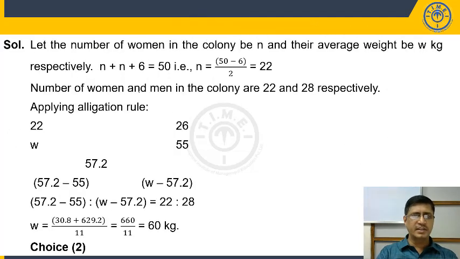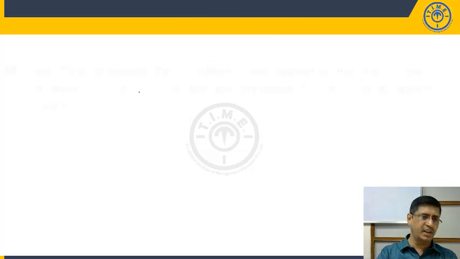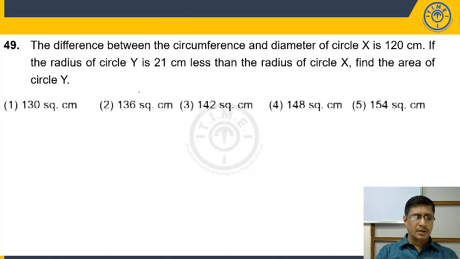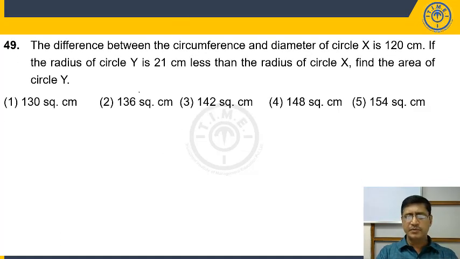Okay. Now look at the next example on your screen. The difference between the circumference and the diameter of a circle x is 120. The radius of the circle y is 21 less than the radius of the circle x. Find the area of the circle y. What is the formula to find the area? It is pi r square. What is the circumference? 2 pi r.